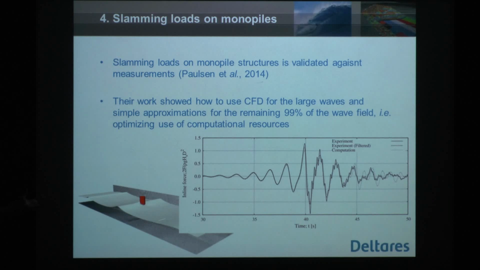We can use simple engineering rules of thumb, Morison type equations, to say something about the loading, but only for these slamming events we need to actually use the CFD model. So they also studied how we can optimize the use of computational resources to get as good a design as possible without using an excessive amount of CFD time.